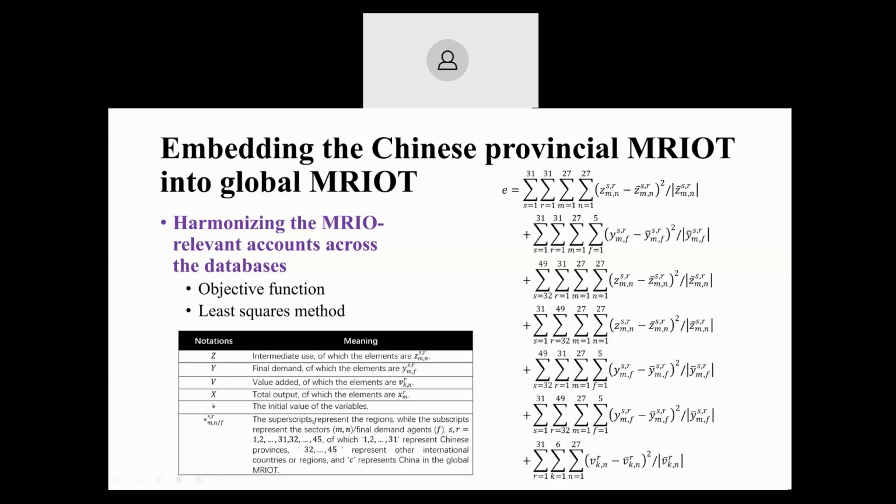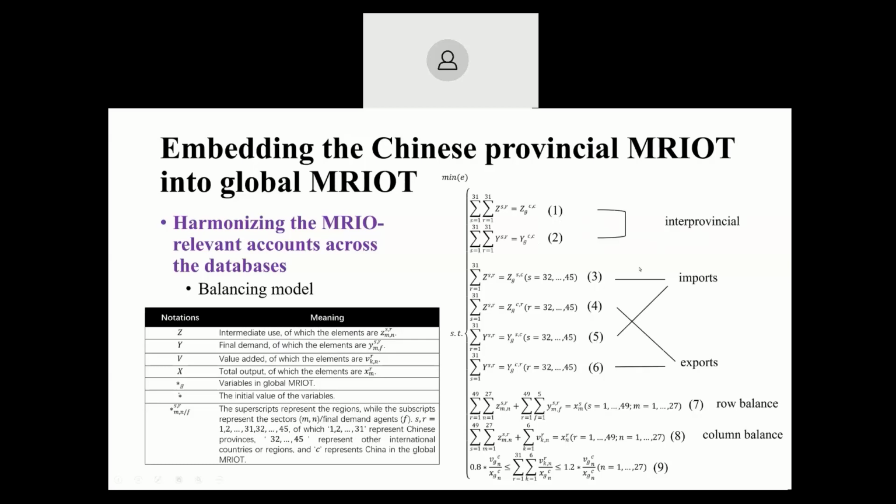Here the Z's are the elements of the intermediate use matrix, and the Y's are the elements of the final demand matrix. Also the V's are the elements of the value-added vectors. And here we use Z bar, Y bar, and V bar to represent the initial estimates of these matrices. By summing up all these squared errors, we get the objective value. Then by minimizing the objective value E, together with some control conditions, we could build a model of balancing the table.